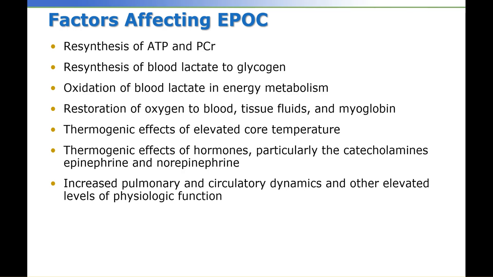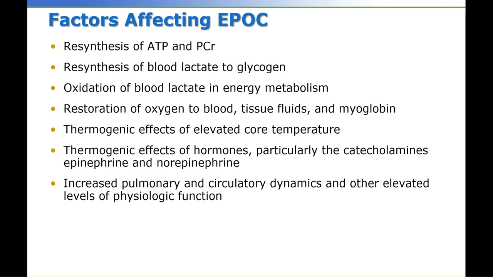Resynthesis of blood lactate to glycogen is so that the blood lactate that occurred goes back to glycogen so glycogen can be used in the muscles. And also glycogen is in the liver. Oxidation of blood lactate in energy metabolism, so it's clearing that, okay? That's one of the factors that affect this. Restoration of oxygen to blood, tissue fluids, myoglobin. Myoglobin is the red protein containing heme, which is iron, that carries and stores oxygen in muscle cells.